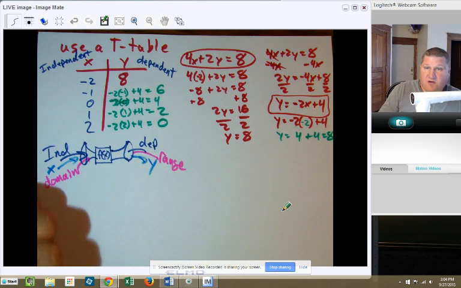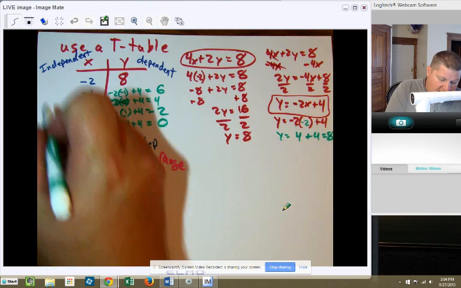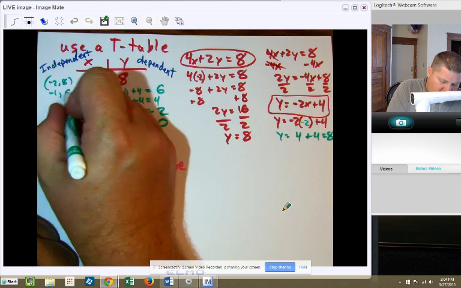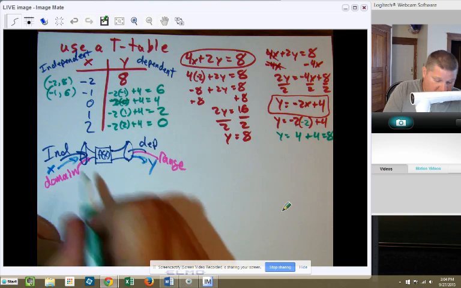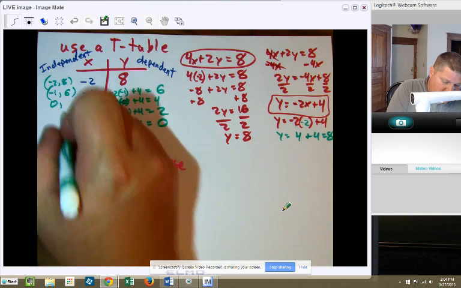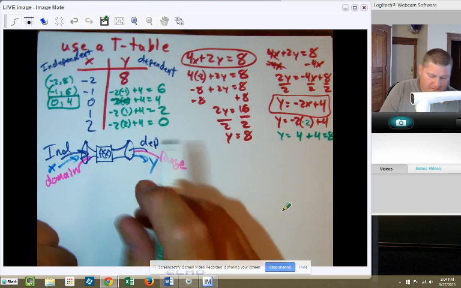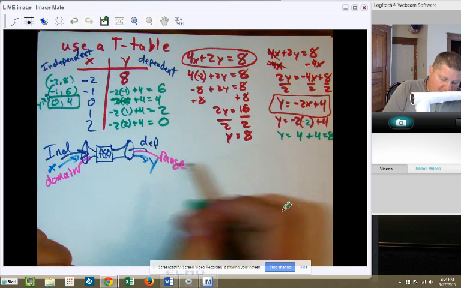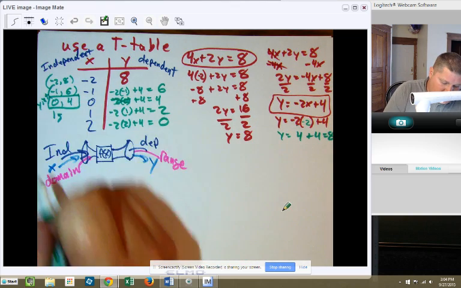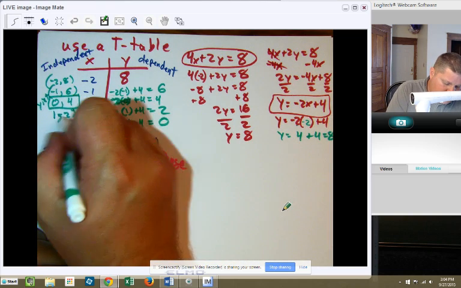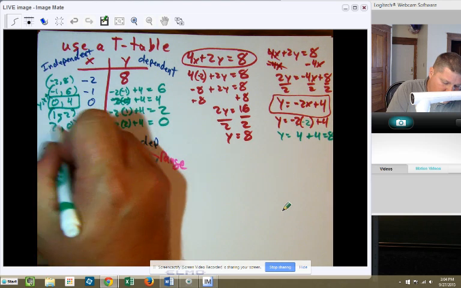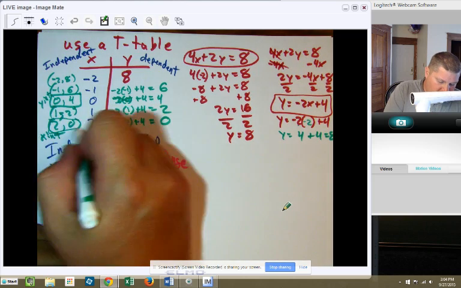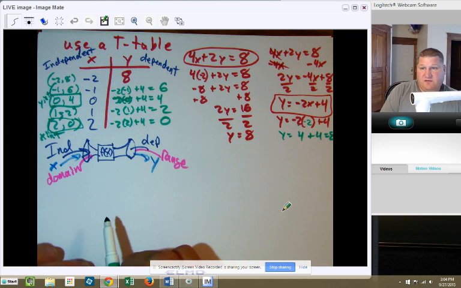Now, you'll also notice we got a couple things. We have -2, 8, and -1, 6. We can make coordinates out of these points. We have 0, 4, which is going to be our y-intercept. Then we have 1, 2. And then we have 2, 0, and this is going to be our x-intercept. So it works out really, really nicely, and all we have to do is graph it.